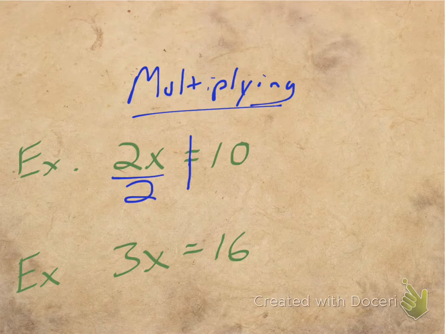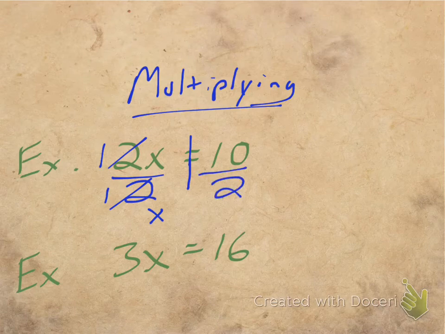Can I reduce it? Is there a number on the bottom that goes into a number on the top? Yeah, 2. 2 goes into 2 one time. So you see how we're left with just x on top? And that's what we're going for when we want to get that x by itself. But whatever I do to the left side, I have to do to the right side. 10 divided by 2 is 5.